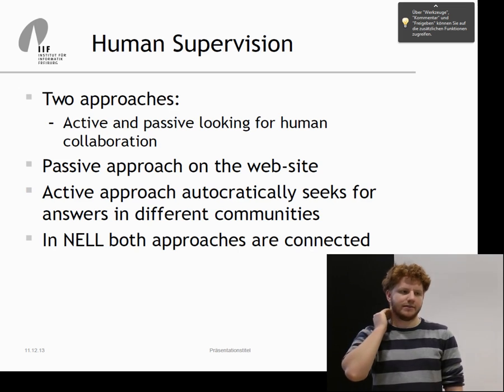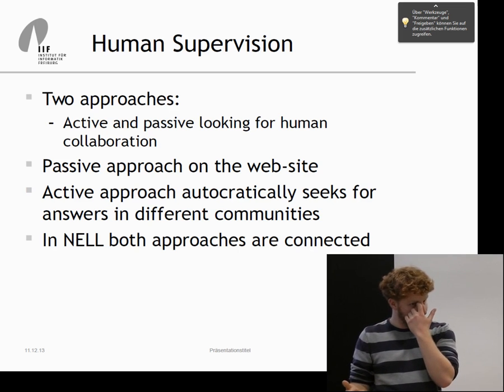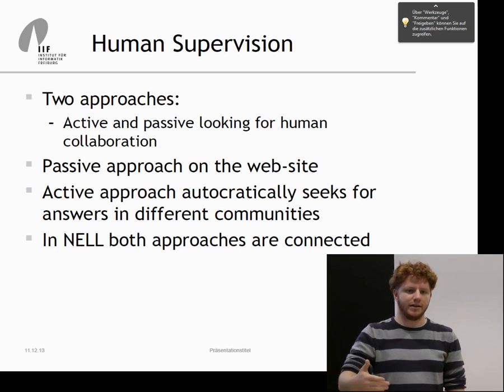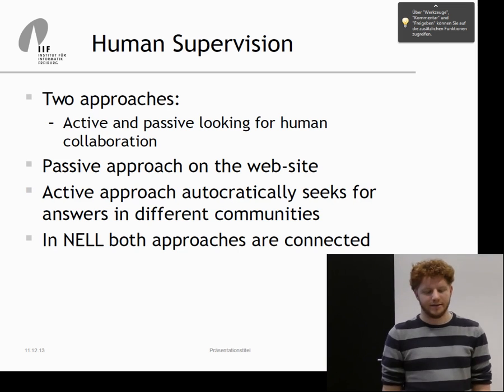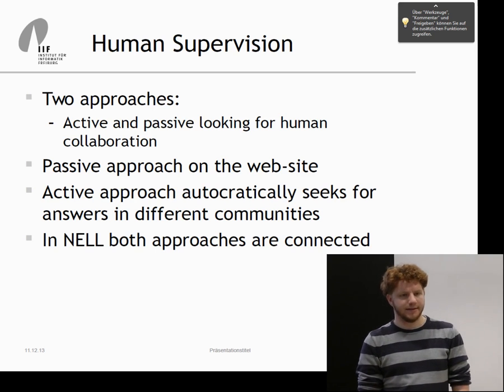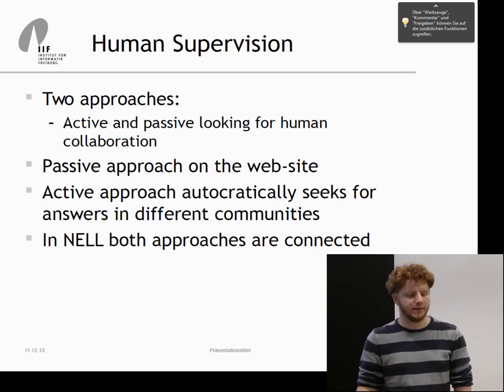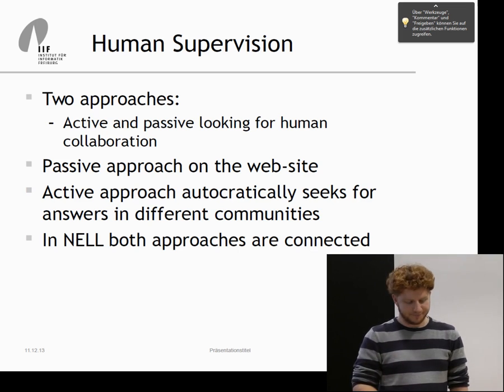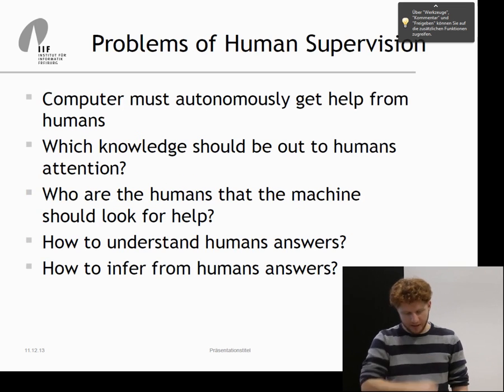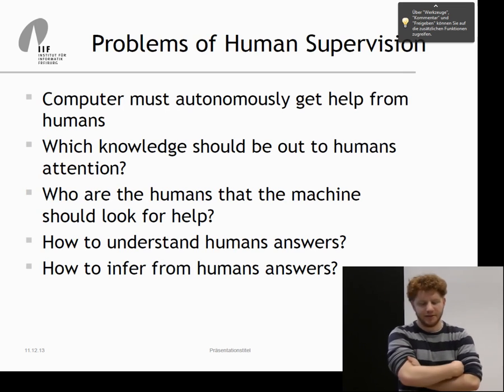Passive means on the web page of the system, a human can go to the web page, and the web page waits passively for interaction of a human, and on the web page you can click this is correct. Or the active approach is to use a community, an internet community, to get better results. So the system autonomously asks Twitter users about a fact. And yes, there are many problems when we accept human supervision. The computer must autonomously get help from the humans.